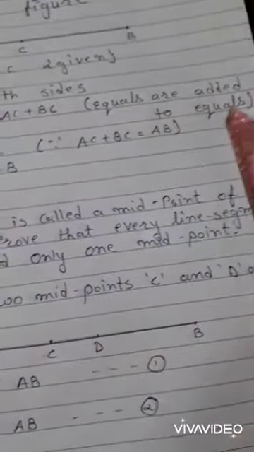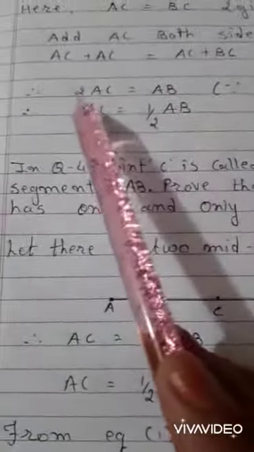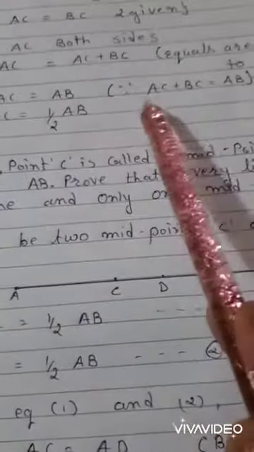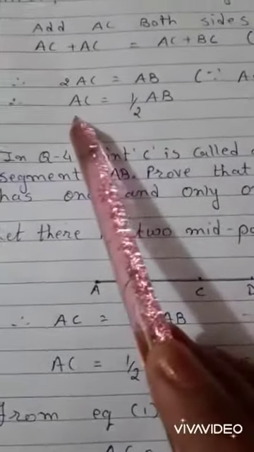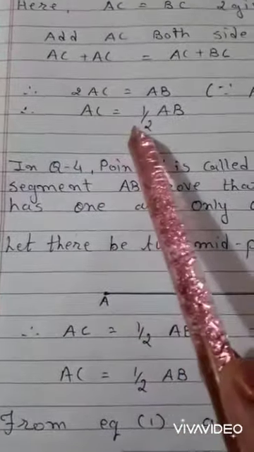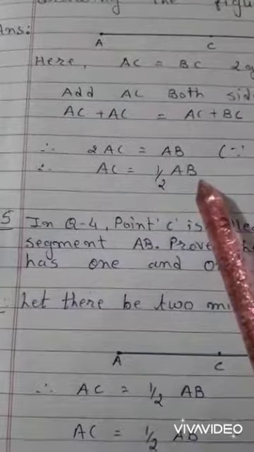Equals are added to equals. This is the axiom. Here 2AC is equal to AB because AC plus BC is equal to AB. Now you can see that here AC is equal to 1 half AB.